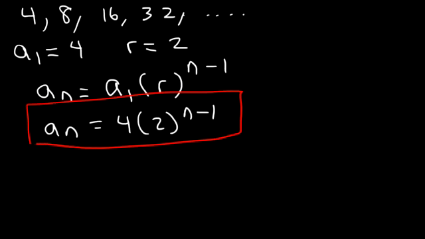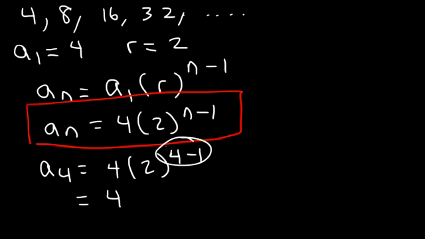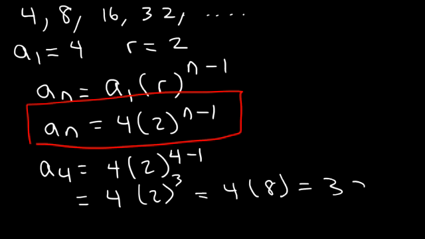And let's test it out. Let's find the fourth term. We need to get 32. So 4 minus 1 is 3. 2 to the third power, 2 times 2 times 2, three times, that's 8. And 4 times 8 is 32, which is the fourth term. Now let's try another example.